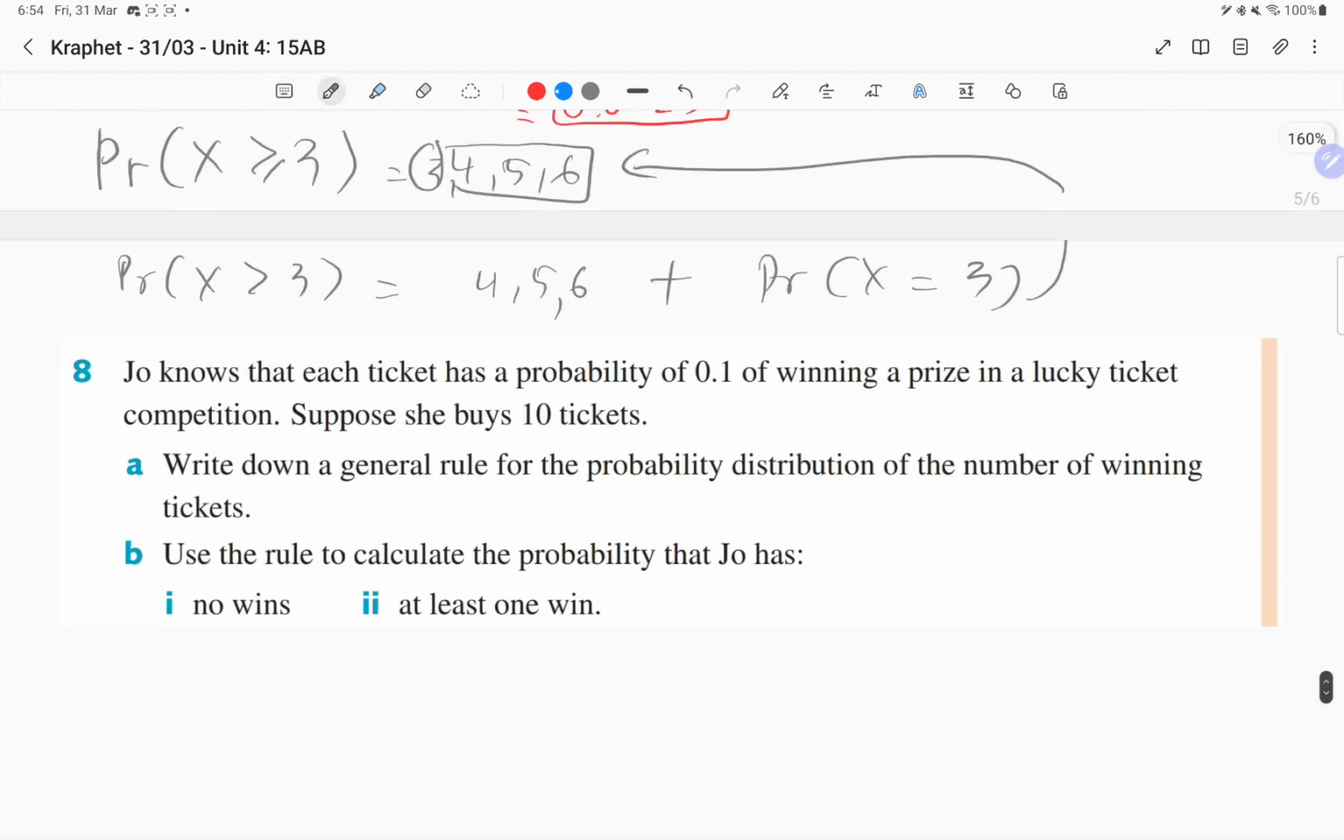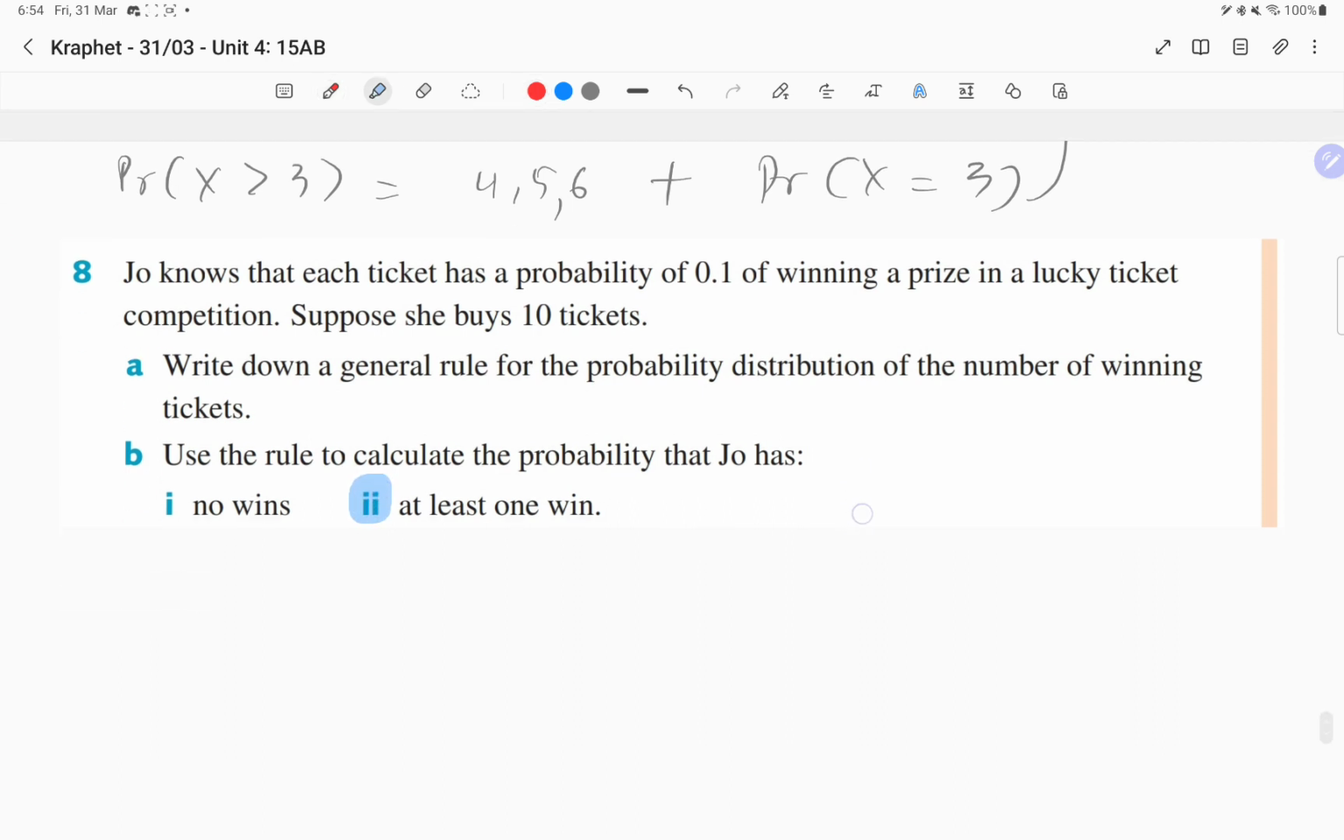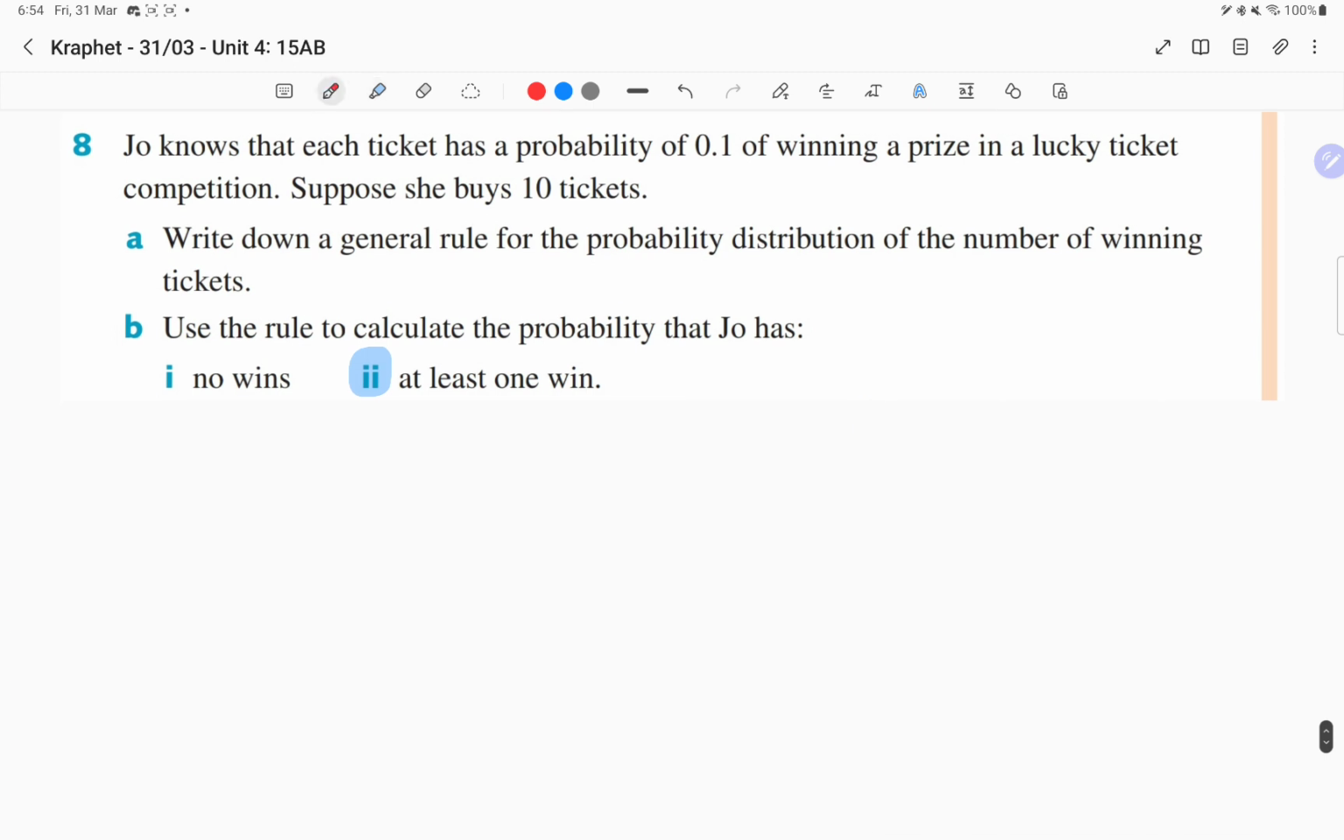The hint is there is a very easy way to do question 8b2. Okay, so see if you can work out question 8. The general rule for the probability distribution of the number of winning tickets is just saying probability X equals x, and then that will be something. Fill in whatever you know. The number of winning tickets would be x, and you don't know what x is, but you know everything else.